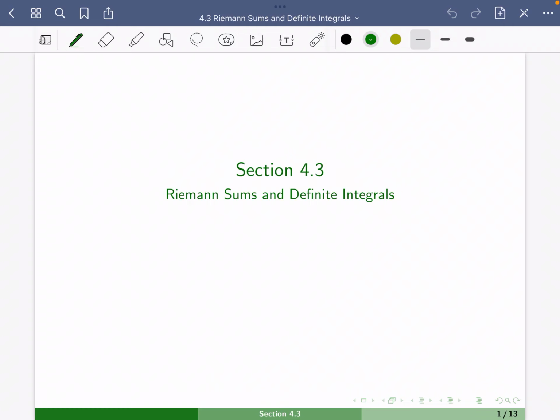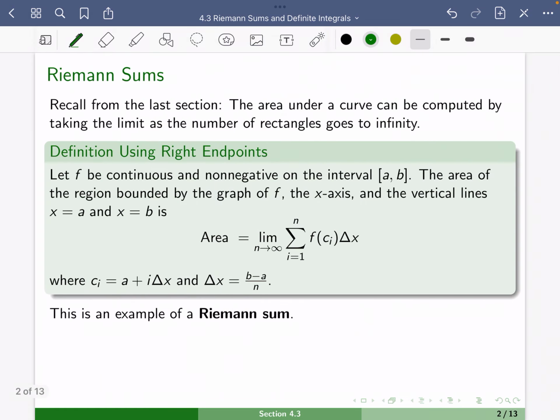In this video, we're going to take a look at Riemann sums and definite integrals. As we go through this section, we'll talk about what Riemann sums are, and we will get into the definition of a definite integral.